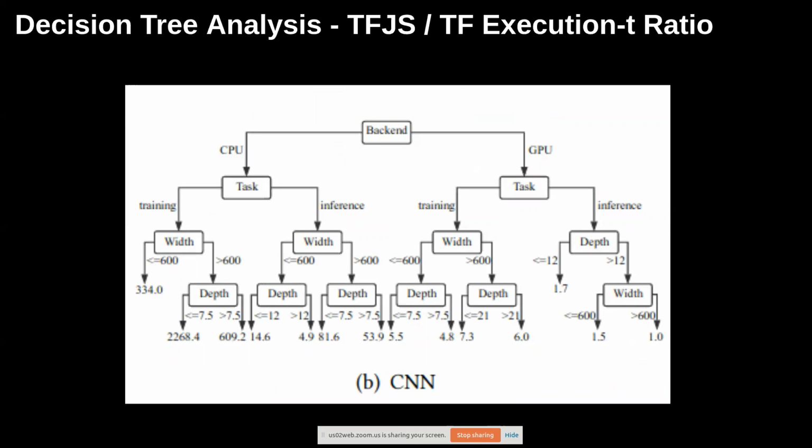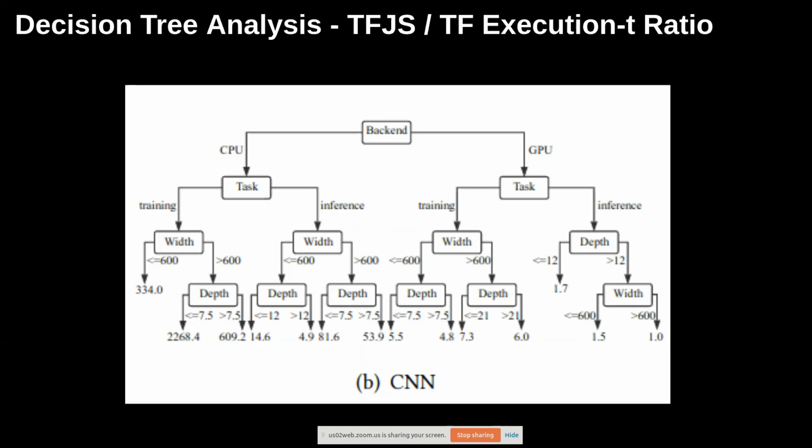So the last thing that they are trying to do in this paper is a decision tree analysis. They just want to find out, in a very simple model, how to figure out the most important feature or the most important factor. And they found that, of course, utilizing GPU or CPU is the most important factor, and it makes the difference between TensorFlow.js and TensorFlow when we take the execution time ratio.